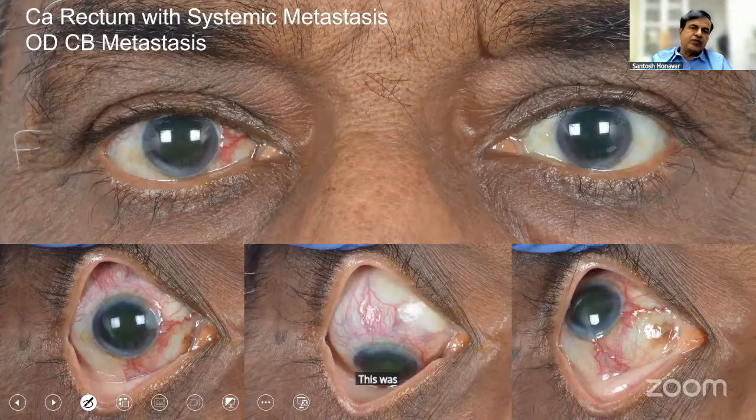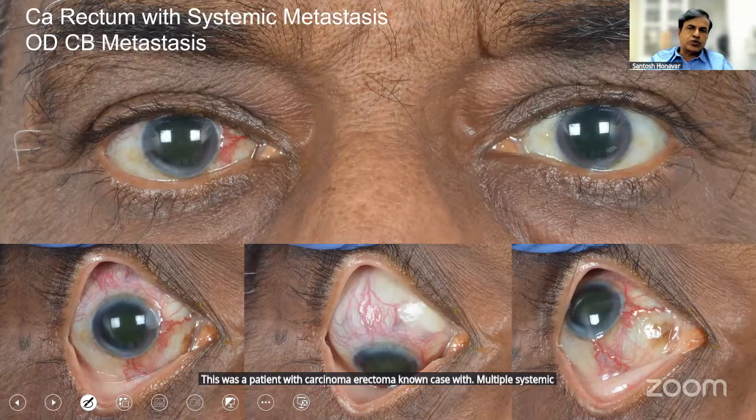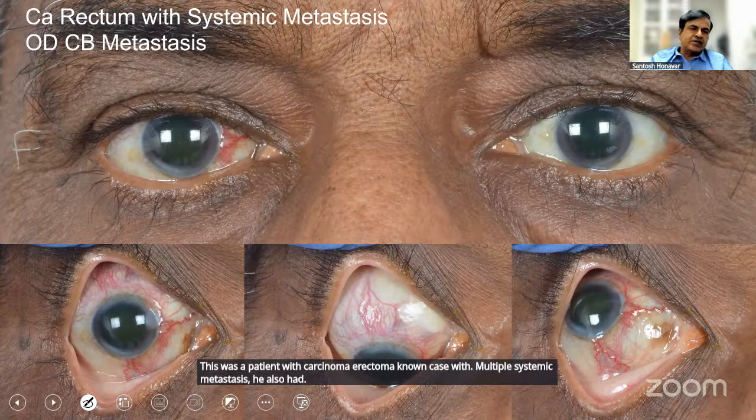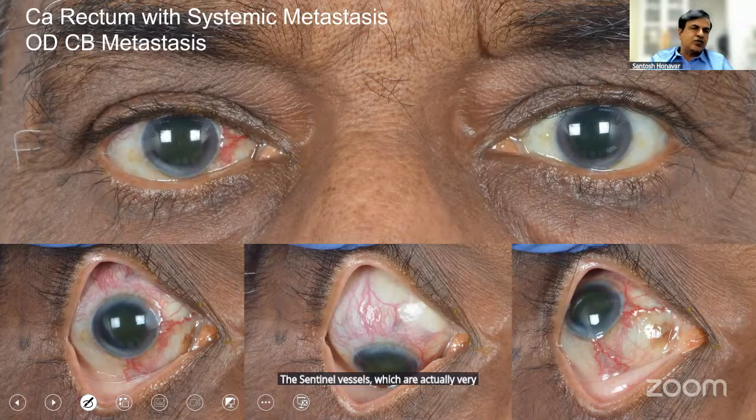This was a patient with carcinoma rectum, a known case with multiple systemic metastasis. He also had the sentinel vessels, which are actually very characteristic of a ciliary body tumor.